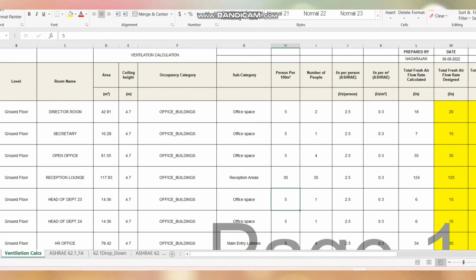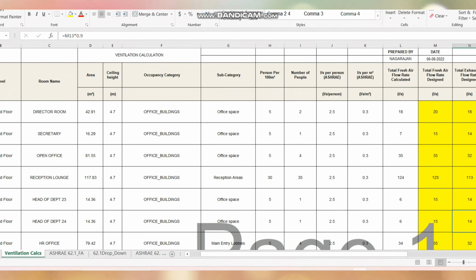And for office room, you know that for 100 square meters we have to consider 5 people only, based on the ASHRAE 62.1 that I showed you now. So here it is 14.36 square meters, so automatically this formula will consider the answer. And here the 2.5.3 has no change, this value will remain the same. And coming to the answer, it is 6 liters per second as the total value, but as I told you, I have considered the minimum value of 15.